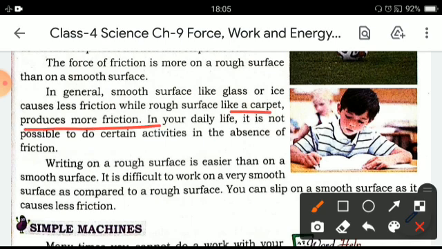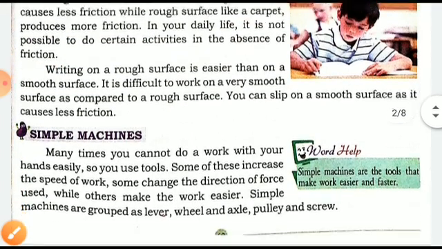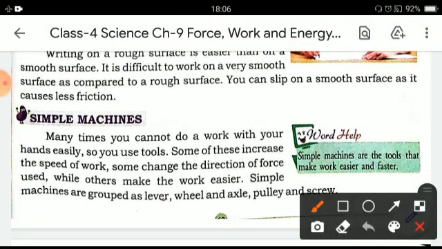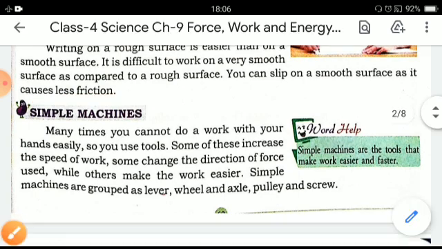And in your daily life, it is not possible to do certain activities in the absence of friction. Like writing on a rough surface is easier than writing on a smooth surface, and it is difficult to work on very smooth surfaces as compared to rough surfaces, because you can slip on a smooth surface as it is very slippery and causes less friction. Now let's read about the simple machines.